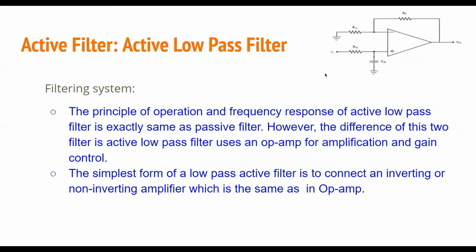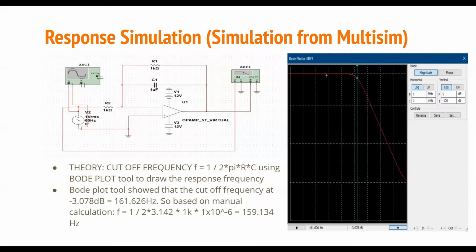For active filter, we are choosing the active low pass filter. The principle of operation and frequency response of an active low pass filter is exactly the same as a passive filter. However, the difference is that the active low pass filter uses an op-amp for application and gain control. The simplest form of a low pass filter is to connect an inverting or non-inverting amplifier, which is the same as an op-amp. Based on the simulation on Multisim, we are using the probe tool to draw the frequency response.